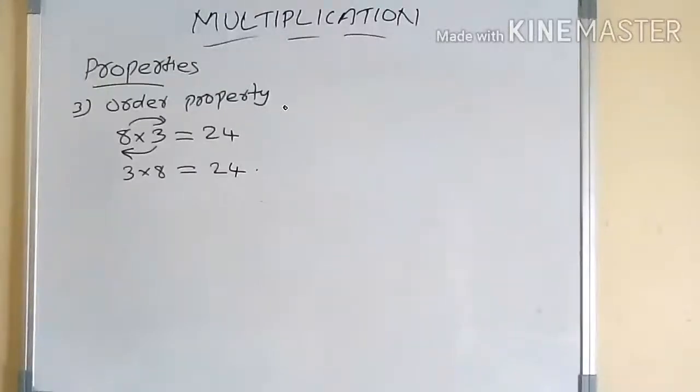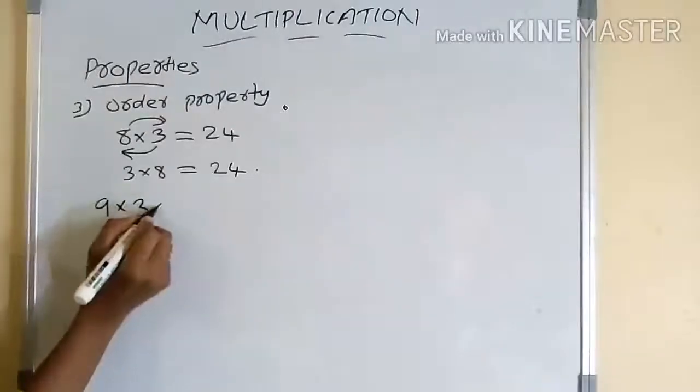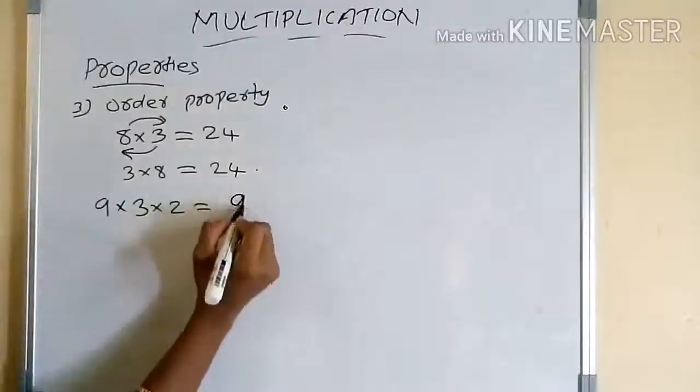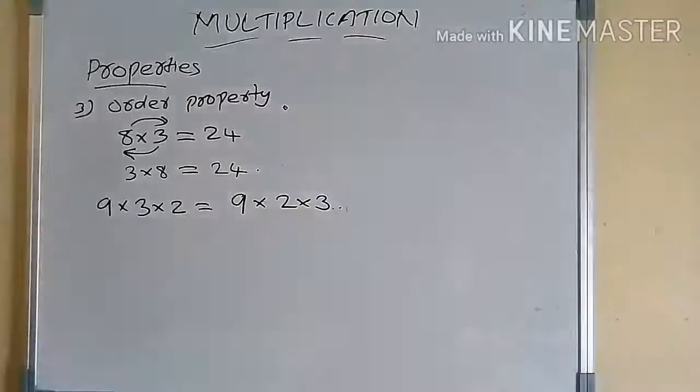See next example. 9 into 3 into 2. You can change the order of these three numbers. That is, you can change the order. First you write 9 into 2 into 3. That is this third property. Order property says that when we multiply three numbers in any order, the result is same.